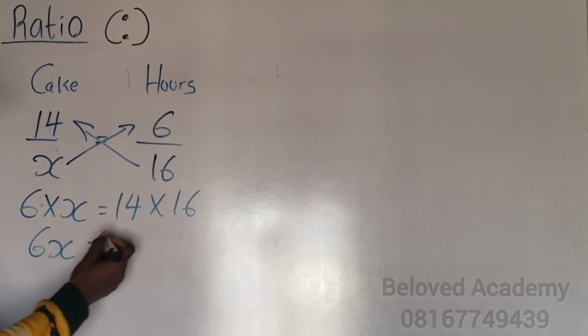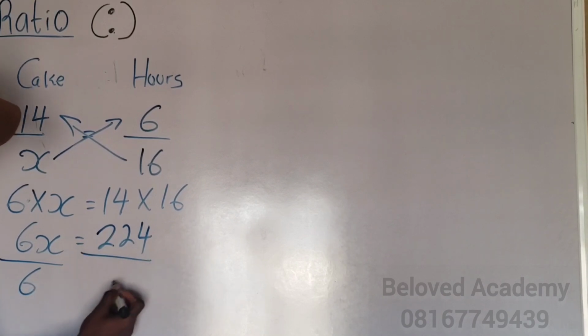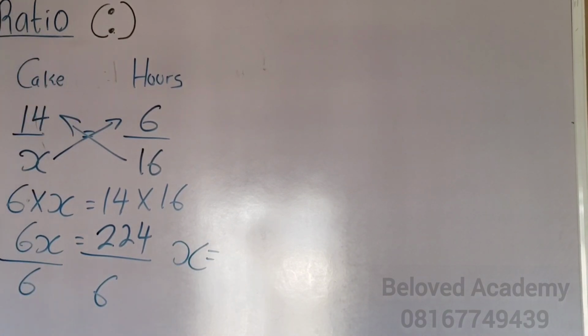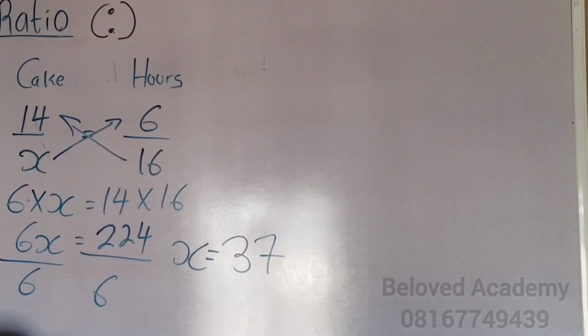14 times 16 is 224. Do you understand? So divide both sides by 6. So x is equal to 224 divided by 6. That will give us 37. Approximately 37. 224 divided by 6 is a recurring fraction. So it will give us 37.3333, but just approximate to 37. So the number of cakes that Grace can make in 16 hours is 37 cakes. Do you understand? So that is the solution to the question. You can see that this is very simple. Ratio is simple. So let's move on.